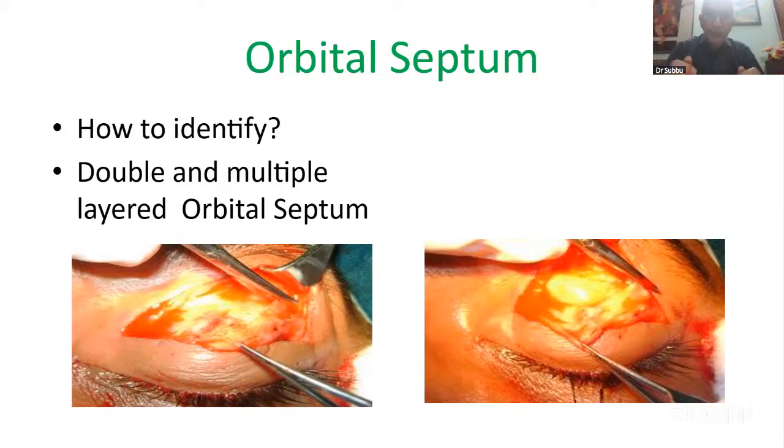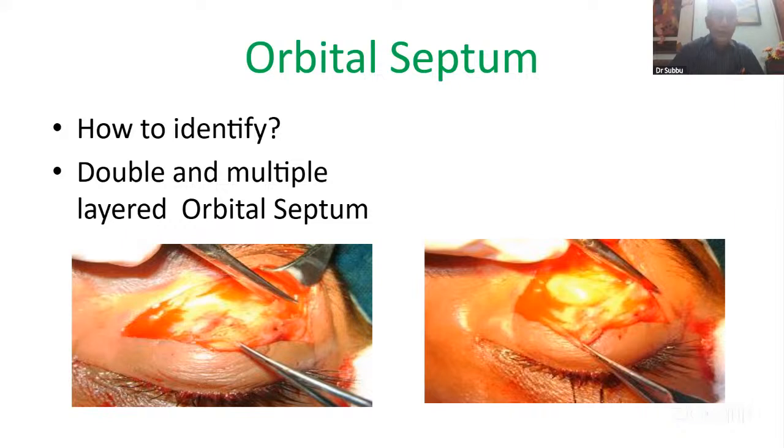Once you have a doubt, you hold the tissue and pull it away from the orbital margin. If it's the upper lid, pull it down. If it's the lower lid, pull it up. The orbital septum you cannot pull away, because it is attached to the periorbita, to the bone.